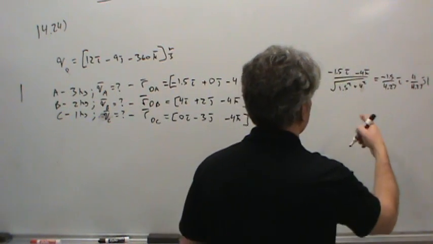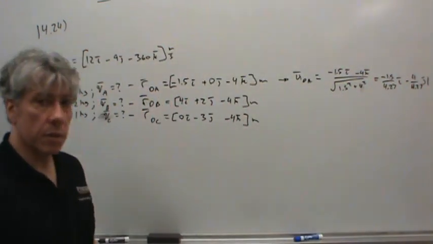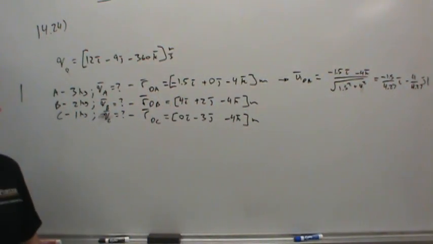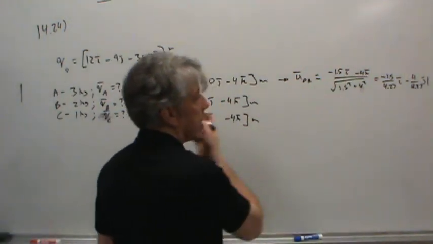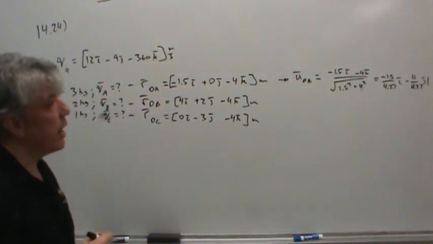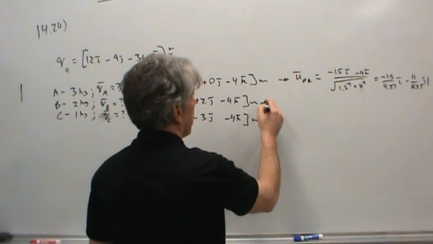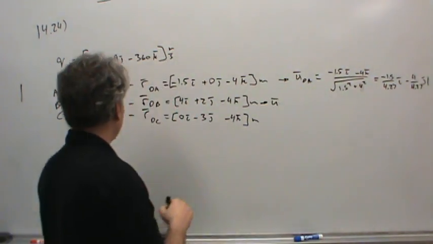And I'm out of space, but does this have any units or no? No, because the numerator and denominator had the same units of meters. So now I have a unit vector pointing from D to A. Let's do the same thing.